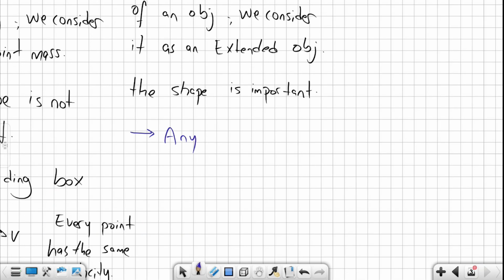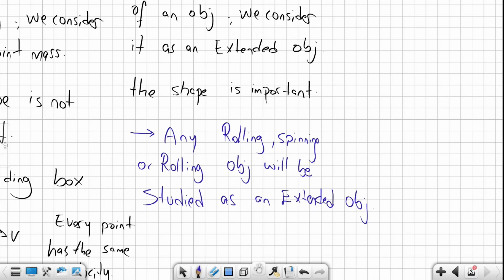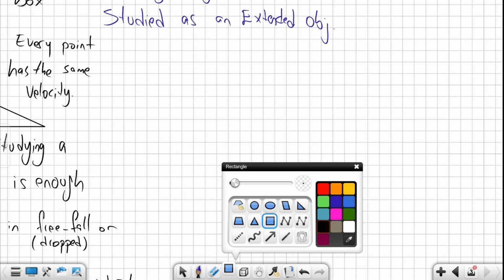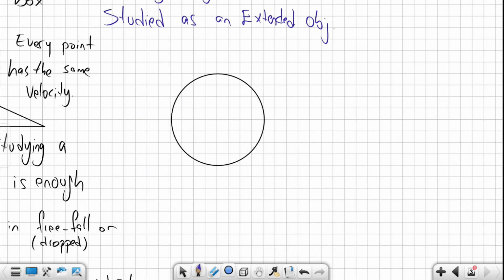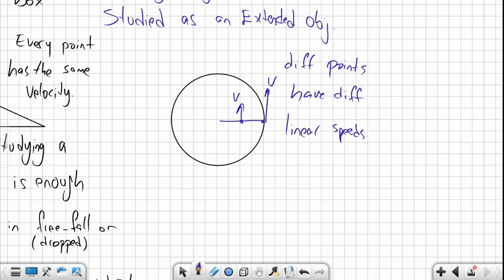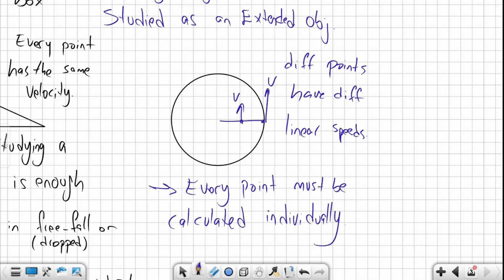Examples for an extended object: any object that is rolling or spinning will be studied and calculated as an extended object. Why is that? Because if we have a rotating object and we choose two different points, we see that they have different linear speeds. So if I calculate one of them, I cannot say that the other point has the same linear speed. So I have to calculate each point separately. So this was a point mass and this is an extended object.